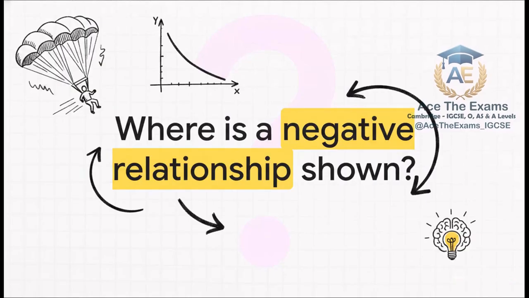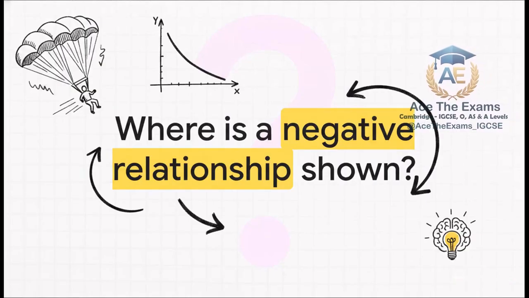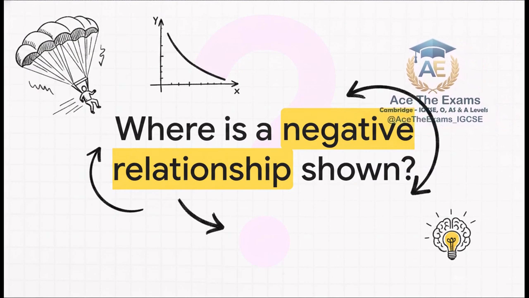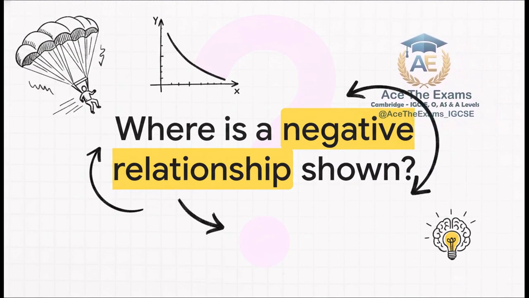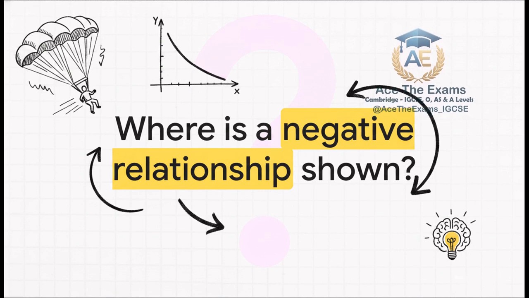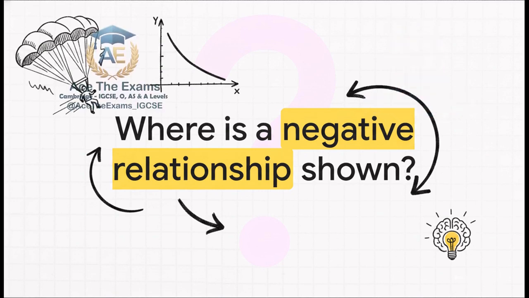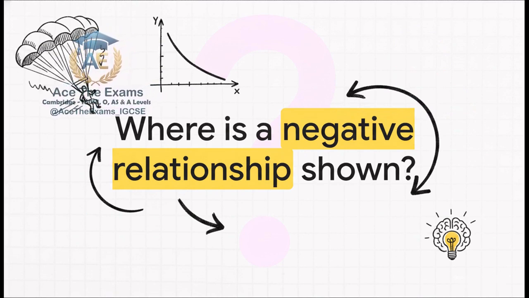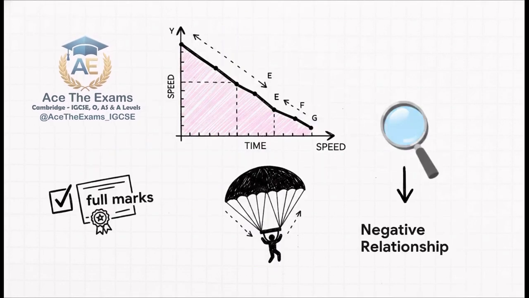All right, I want to pause for a second and test your command of this material. The crucial question is, where exactly on this graph is a negative relationship shown? Take a mental pause right now. Literally predict the answer before I reveal it. Think about the curve. Where do you see a negative relationship, and what does it actually physically mean for our parachutist? Okay, let's see if you nailed it.